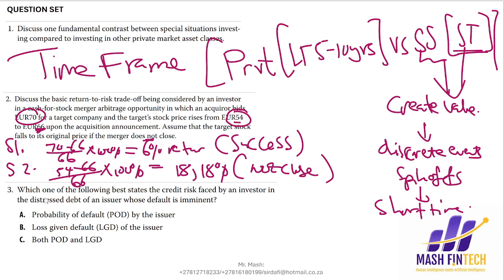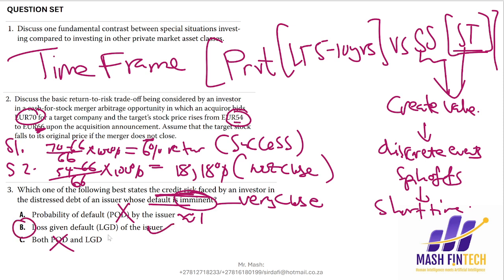Then the last one: which one of the following best states the credit risk faced by an investor in the distressed debt of an issuer whose default is imminent? The word imminent means it's very, very close. It's about to happen, the probability of default is close to 1. Probability of default by the issuer is not the answer, because it is very close to 1 since the event is about to happen, which means C is not correct because it has this wrong answer. Hence, the final answer is going to be by elimination. The answer is B, the loss given default, right?